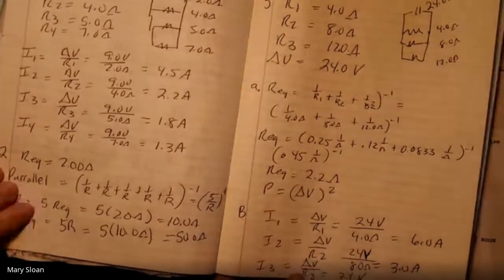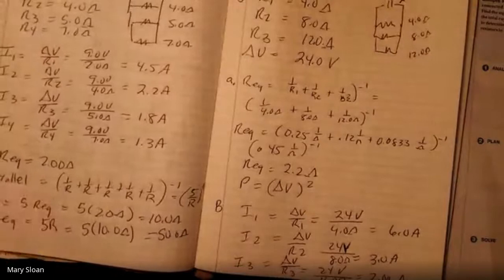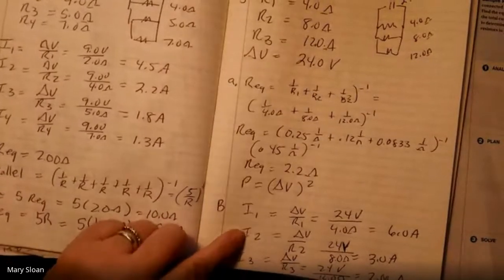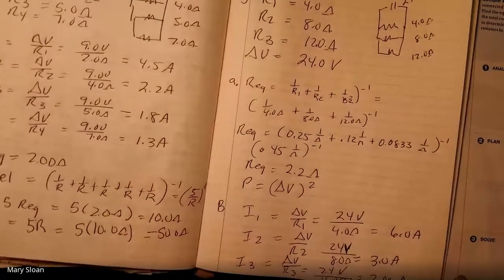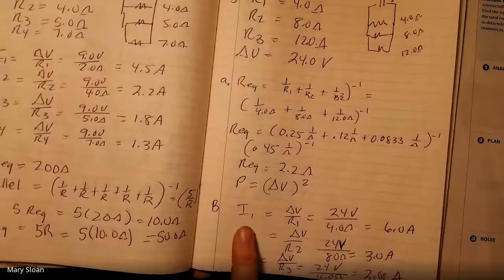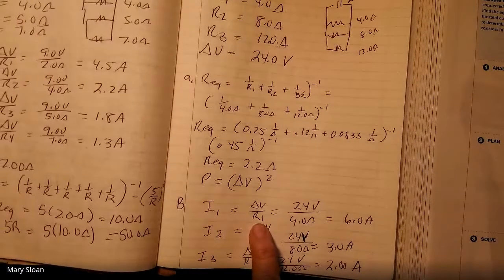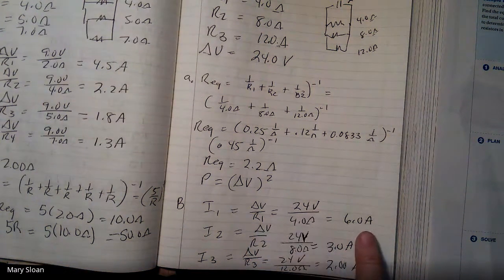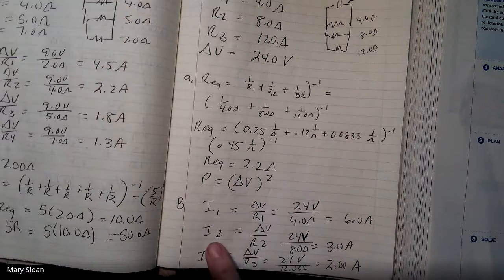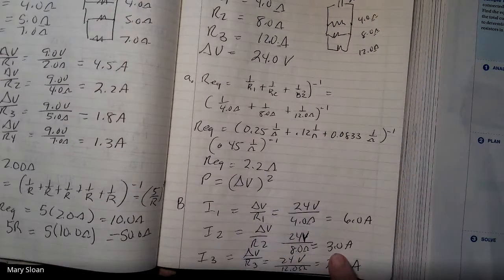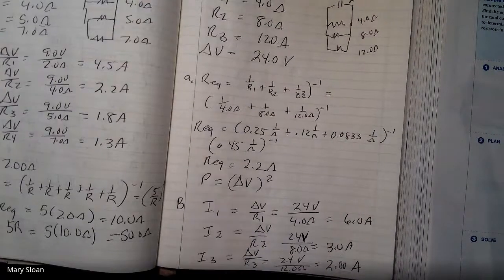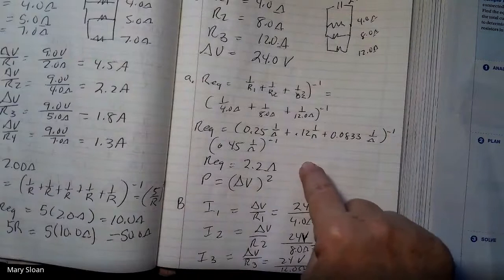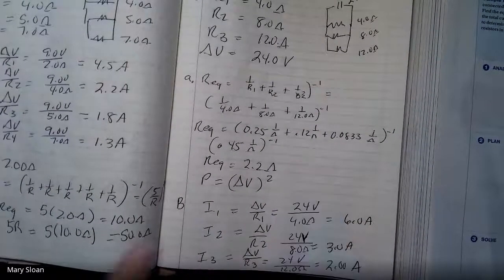So let's look at number B. It says, what is the current in each resistor? You're just looking for current, just like you did before on everything else. So current 1 is your voltage divided by your resistance 1. Well, I have 24 volts, and I have my resistance as 4.0, which is 6.0 amps. My current for 2 is going to be 3.0 amps, and my current for 3 is 2.0 amps. I think the only thing that maybe got a little bit tricky was this one part here to find out what your equivalent resistance is.